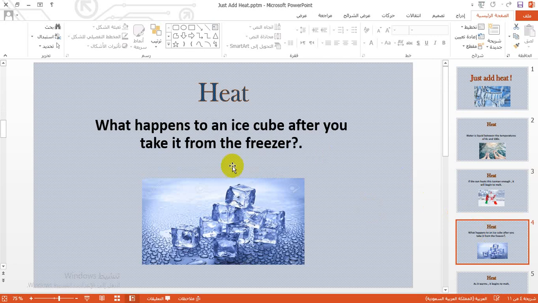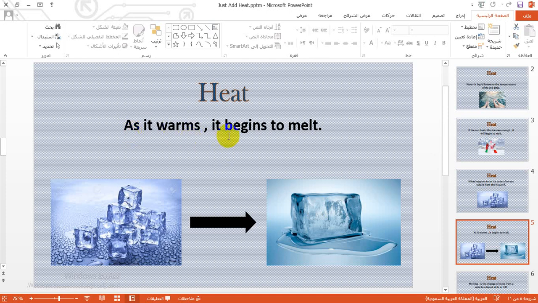So what happens to an ice cube after you take it from the freezer? I told you, when you take a piece of ice from a freezer and you keep it outside in a warm place, what will happen to the pieces of ice exactly? What will happen, guys? Try to answer the question by yourself before I give you the answer. It's warm. Okay, as it warms, it begins to what? To melt. So the ice will absorb enough energy from the warm place, and for that reason it begins to melt.